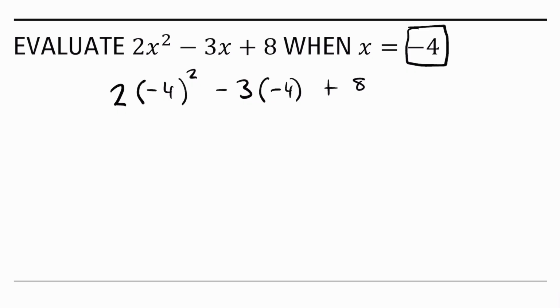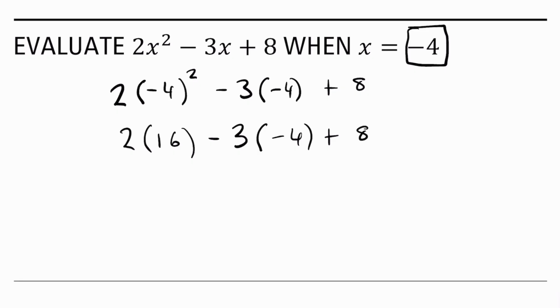So it'll be negative 4 times negative 4, or negative 4 squared. So 4 times 4 is 16, and it'll be two negatives, so they'll cancel. So we would just get 2 times 16. So then minus 3 times negative 4 plus 8.